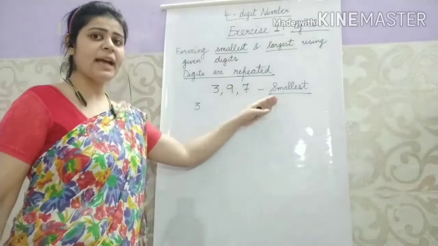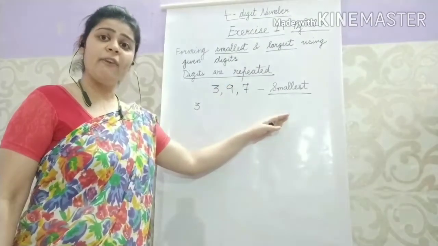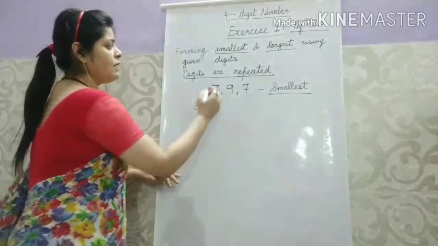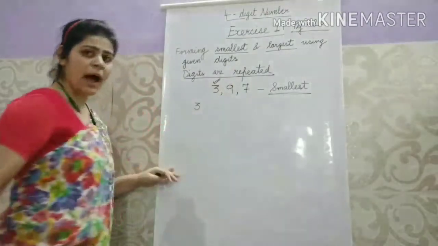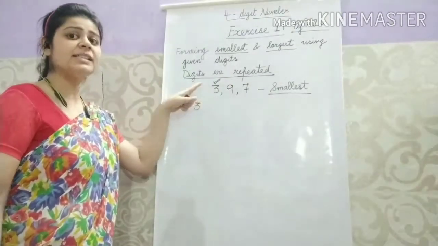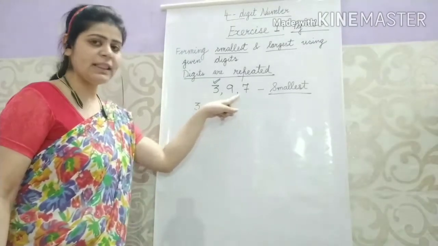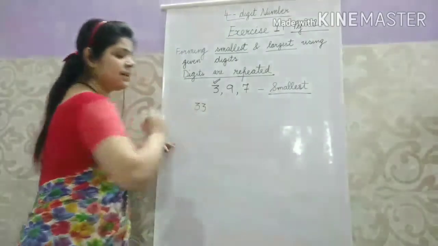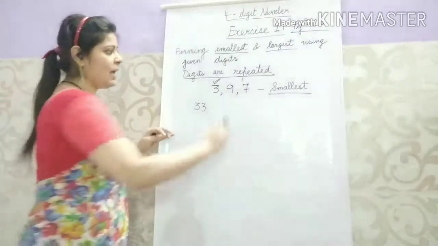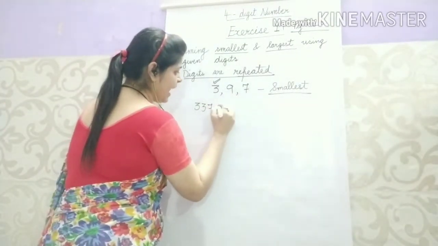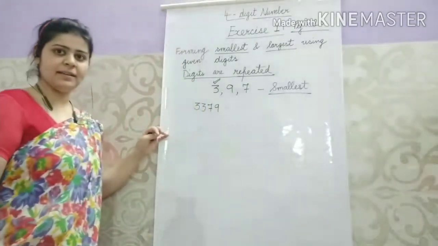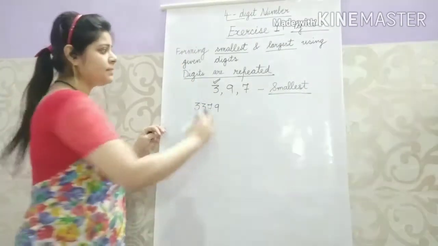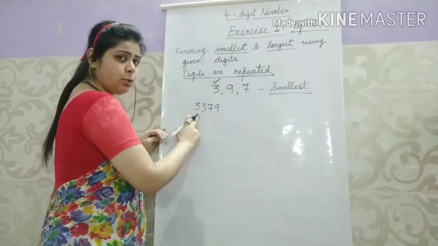When we are forming the smallest number, while repeating the numbers, we will focus on 3. Why? Because 3 is the smallest number among all these 3 numbers. So that's why we will write 3 here, 3 two times. Okay? Then we will write 7 and then we will write 9. Understood?